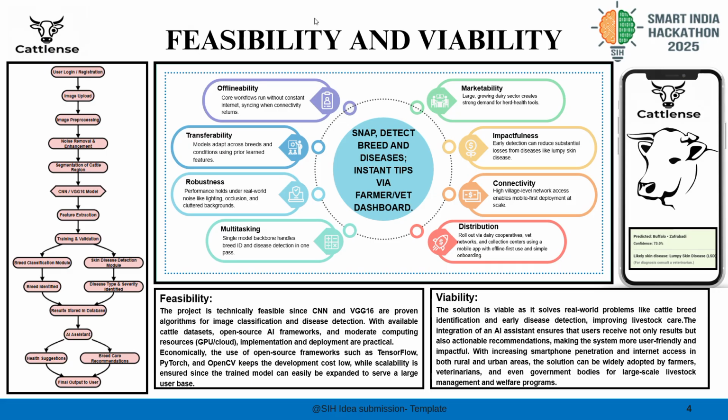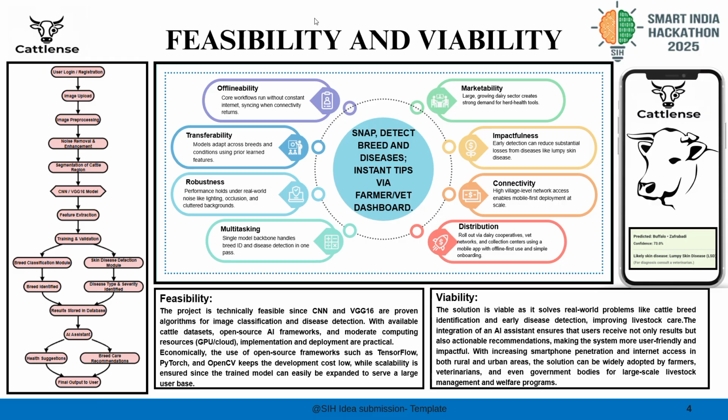So let's discuss the feasibility and viability of our project. Cattlense is highly feasible and viable because India's large unorganized cattle population requires technology-driven management. Farmers can access the app using smartphones without internet connectivity. Low cost deployment using AI models ensures scalability across villages. Integration with existing farm practices increases the adoption potential.